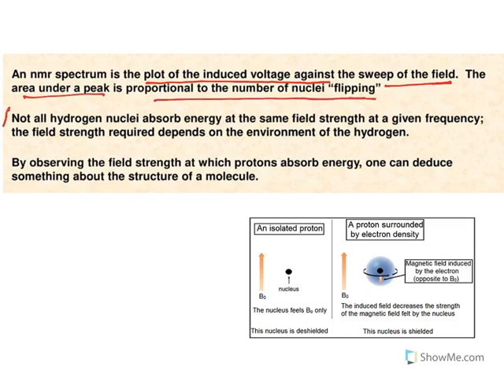But the point is, not all hydrogen nuclei absorb energy at the same field strength at a given frequency. The field strength required depends on the environment of the hydrogen. Let us see with an example. Imagine this one is a nucleus. When you apply an external field strength of B0, whatever you apply reaches this nucleus. So applied is equivalent to effective field strength. Effective means how much field strength is actually received by that nucleus. But it is not true all the time.